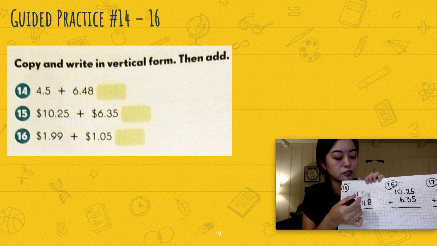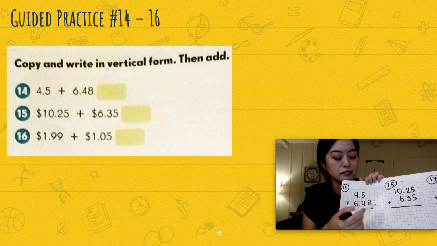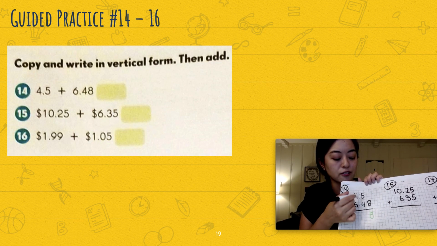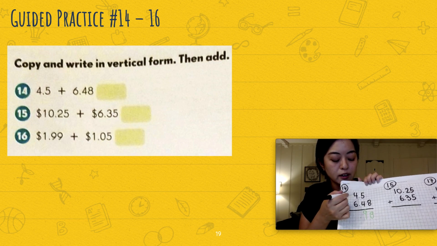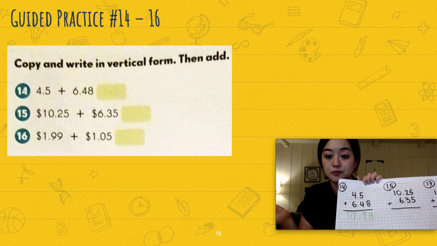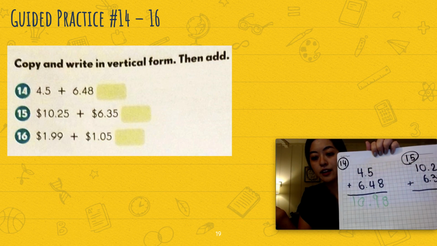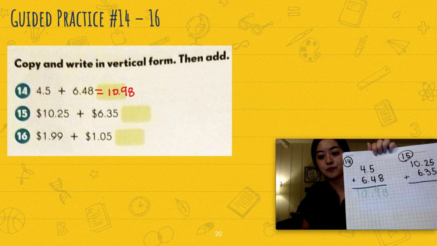So we have 0 hundredths plus 8 hundredths is just 8 hundredths. 5 tenths plus 4 tenths is 9 tenths. Don't forget the decimal point. 4 and 6 ones makes 10 ones, like so. Okay, so the answer is 10.98.